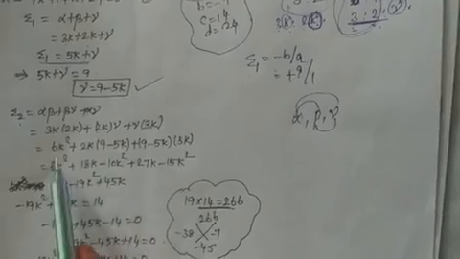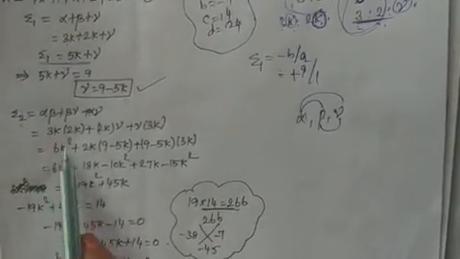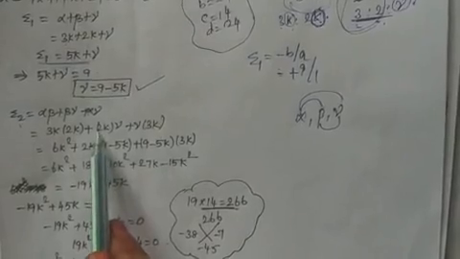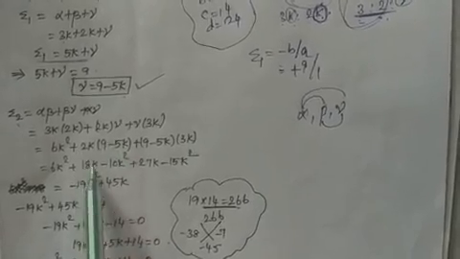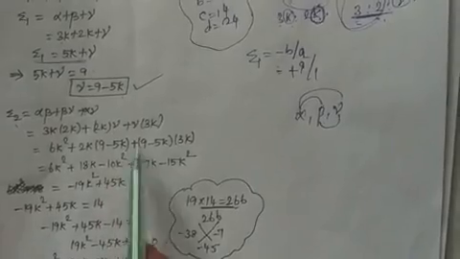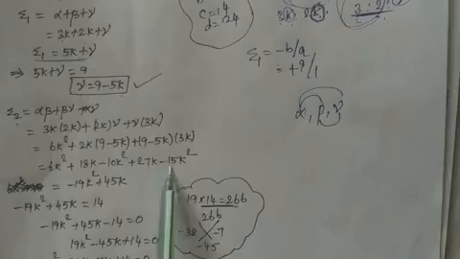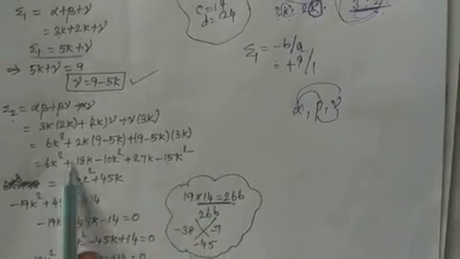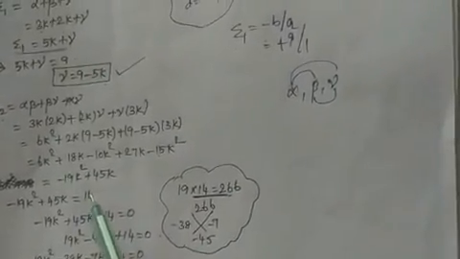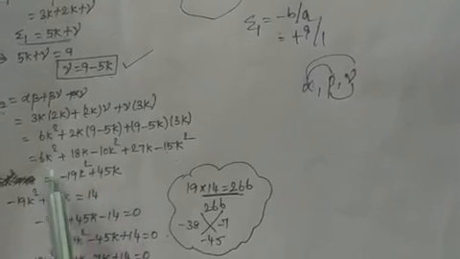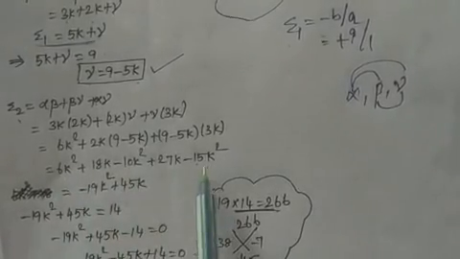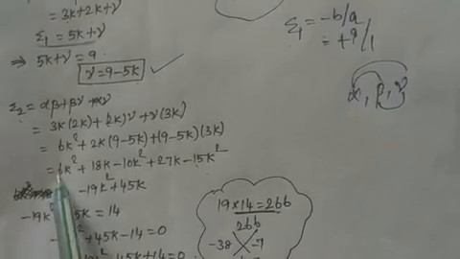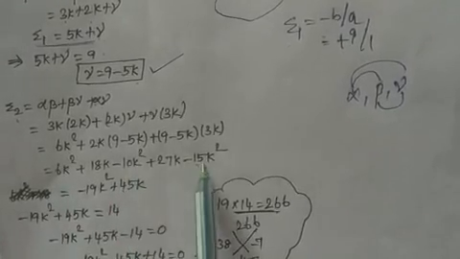Now listen. Simplifying, 3 2s are 6k square. If you multiply this, it becomes 2k into, instead of gamma, we have written 9 minus 5k. 9 2s are 18k minus 5 2s are 10k square. And again here 9 3s are 27k minus 15k square. On simplifying this, we get minus 19k square plus 45k. How? 6k square minus 10k square minus 15k square. 6 minus 10 is minus 4. Minus 4 minus 15 is minus 19.